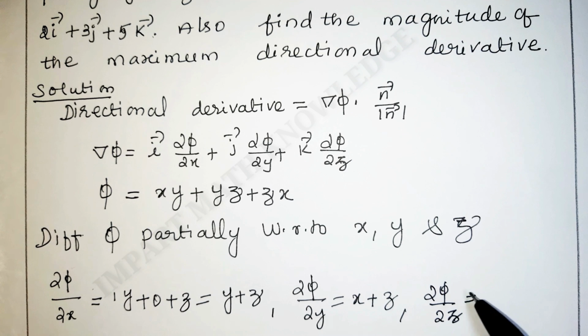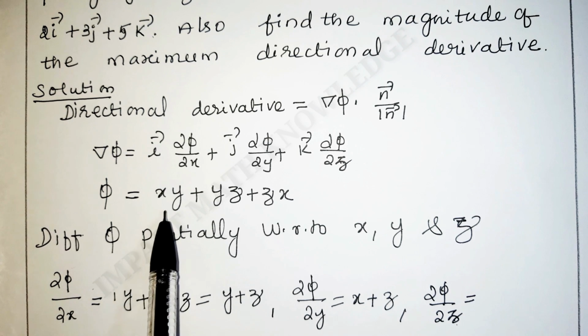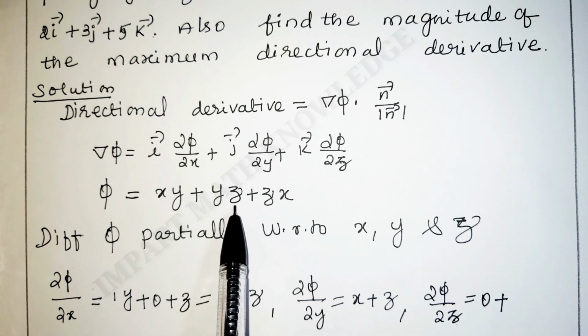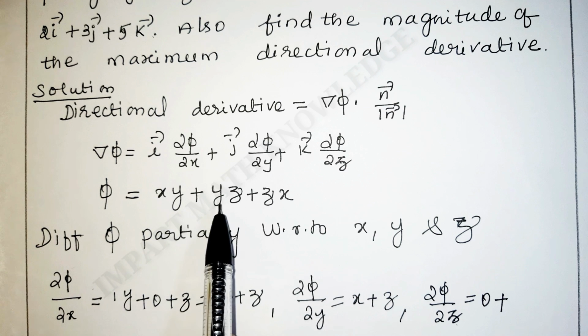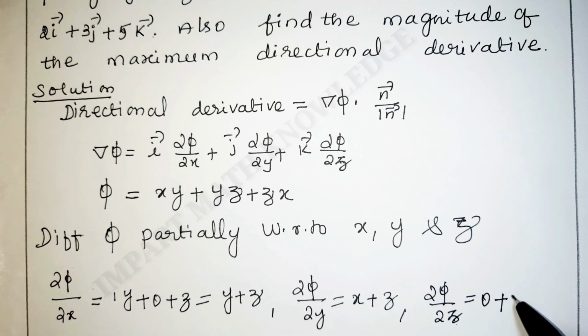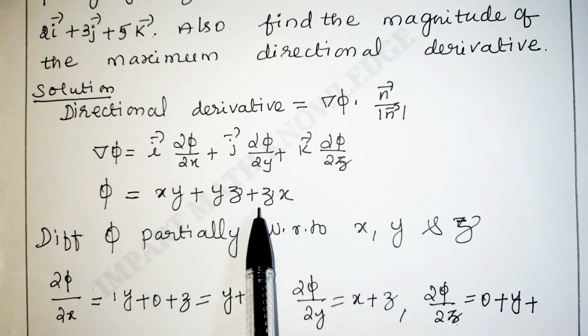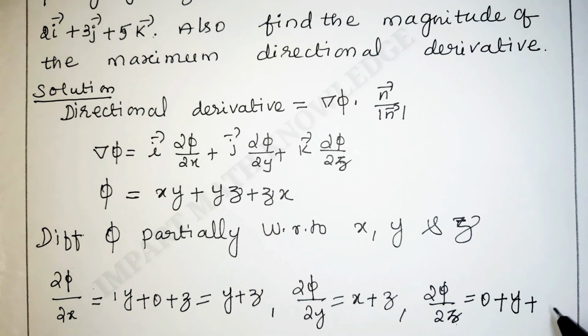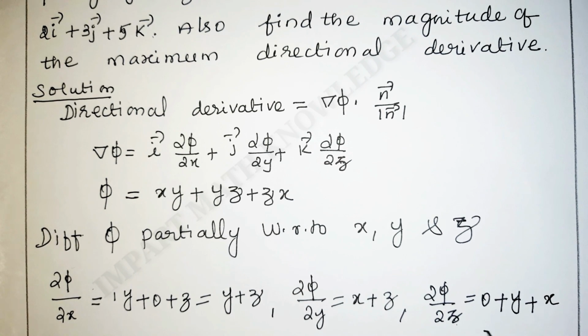Dou phi by dou z. You have to differentiate phi partially with respect to z. No z term here, so 0. Here y and z is there. Differentiation of z is 1, so y into 1 is y. Here z and x is there. Differentiation of z is 1, so 1 into x is x. So dou phi by dou z is equal to x plus y.